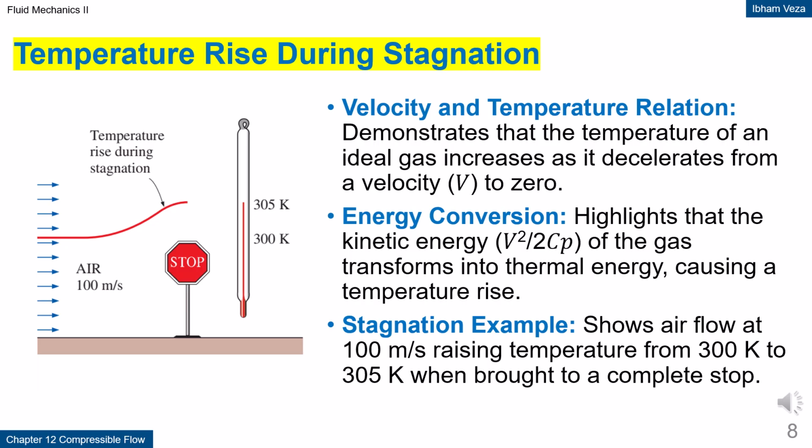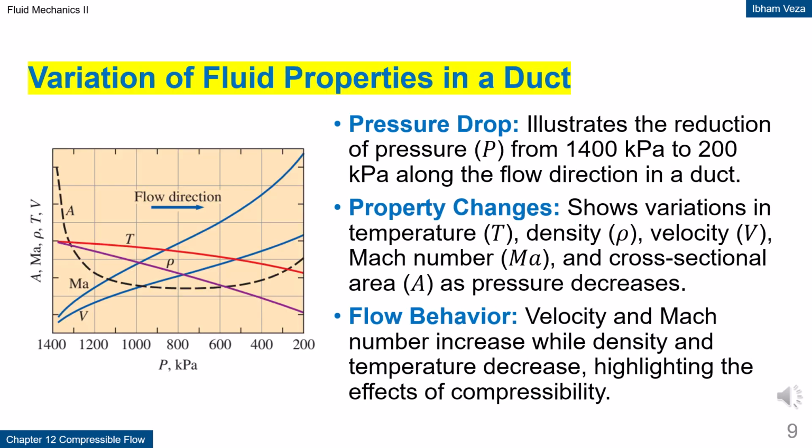Temperature rise during stagnation. When a gas flow is brought to rest, its kinetic energy is converted into internal energy. This conversion causes a temperature rise even without external heat input. The magnitude of the temperature increase depends on the initial flow velocity. A simple example shows that even 100 meters per second produces a measurable effect. This concept is important in stagnation temperature measurements.